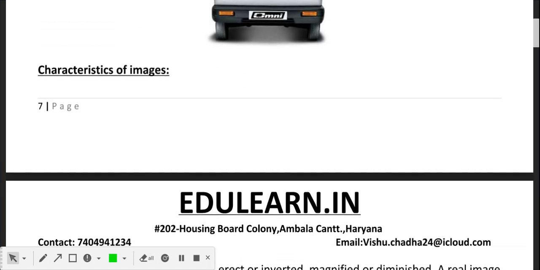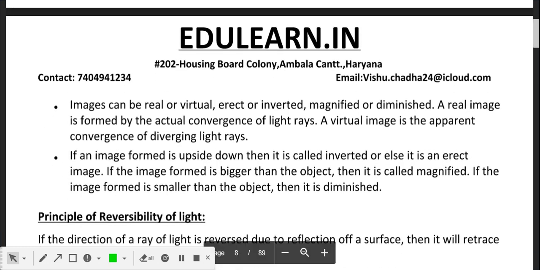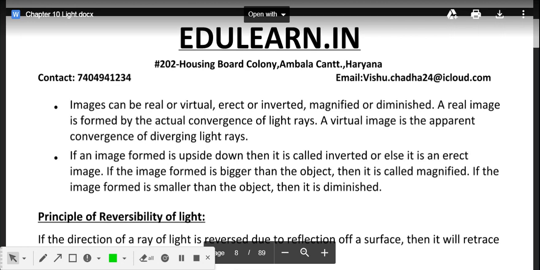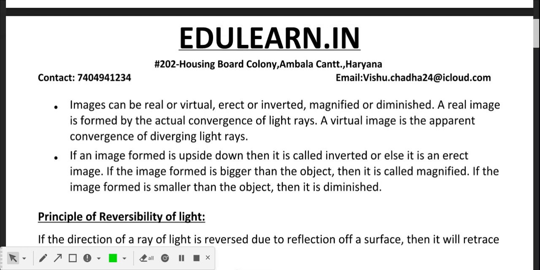Now, characteristics of the images. An image can be real or virtual, direct or inverted, magnified or diminished. Real or virtual you have already understood, and direct and inverted you might have understood. Direct means same to same, right appears to be right and left appears to be left. But in case of inverted, right appears to be left and left appears to be right. Magnified means bigger, diminished means it should be small.